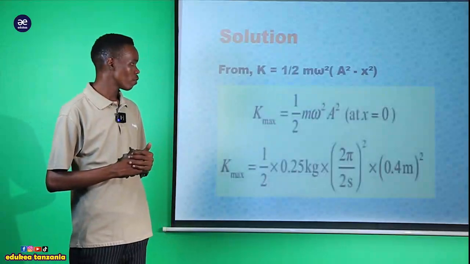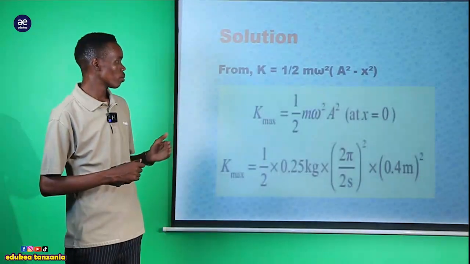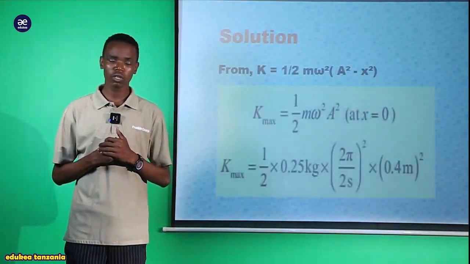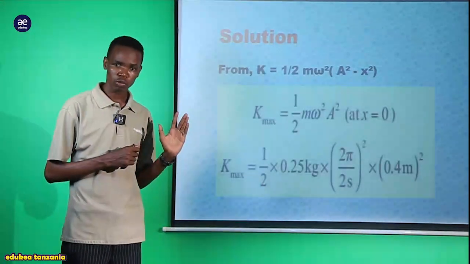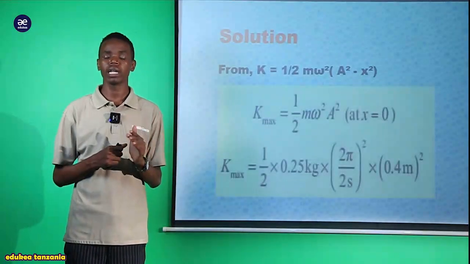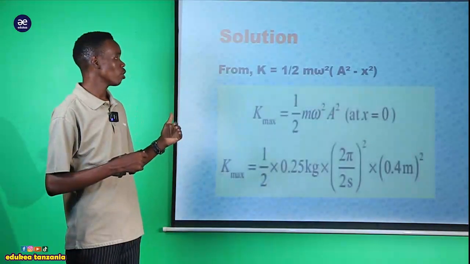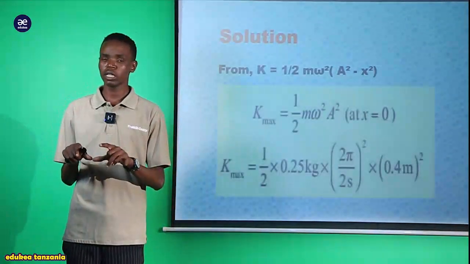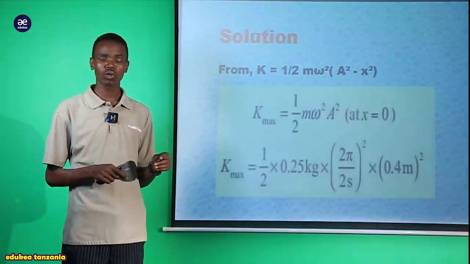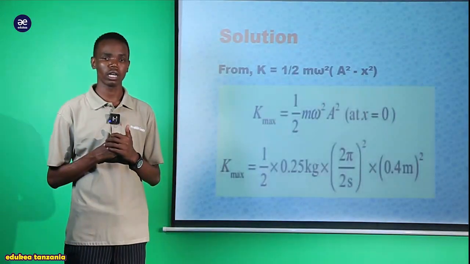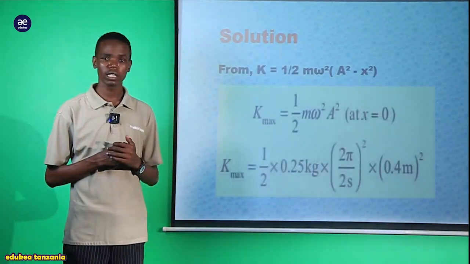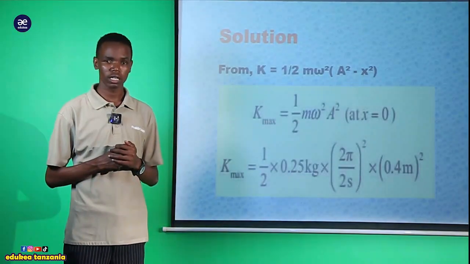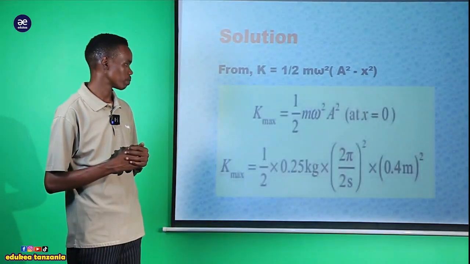Now, from our formula, the kinetic energy must be equal to half m w square, bracket, A square minus x square. In this formula, m represents the mass, w square represents the angular velocity square, A represents the amplitude, and x represents the displacement.